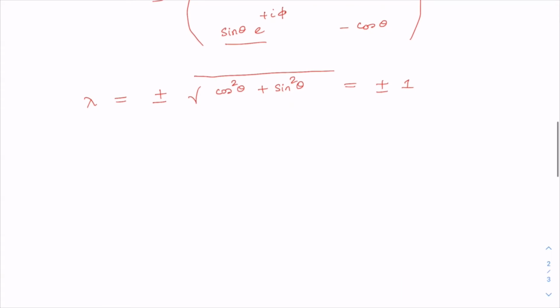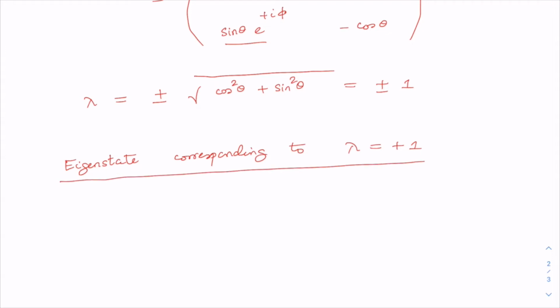Now let us find out the eigenstates. The eigenstate corresponding to lambda equal to plus 1. So let us work it out.